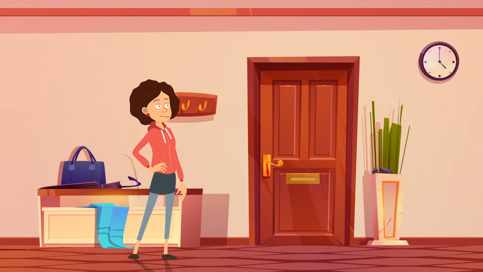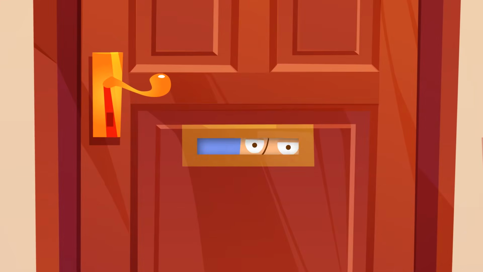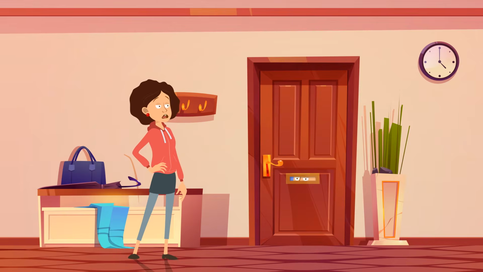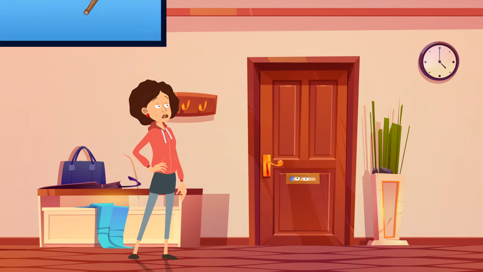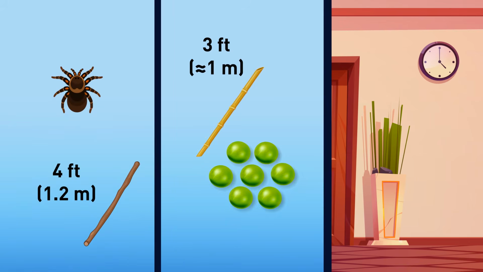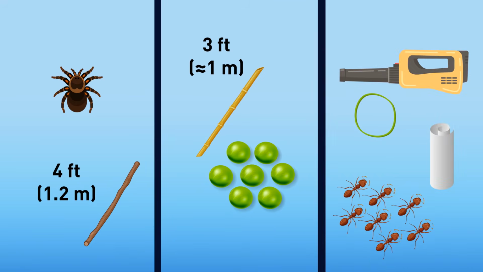Imagine a robber is trying to enter your house. You can only defend yourself through the letterbox in your door while they're trying to sneak a peek inside your house. What kind of defense would you choose? A tarantula and a 4-foot-long stick? A 3-foot-long bamboo pole and some frozen peas? Or a leaf blower, elastic band, empty paper roll, and several dozen fire ants?